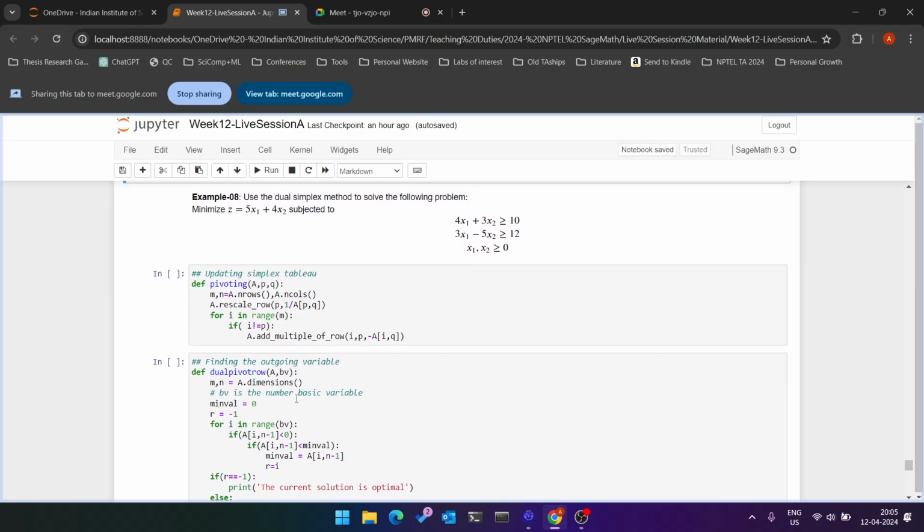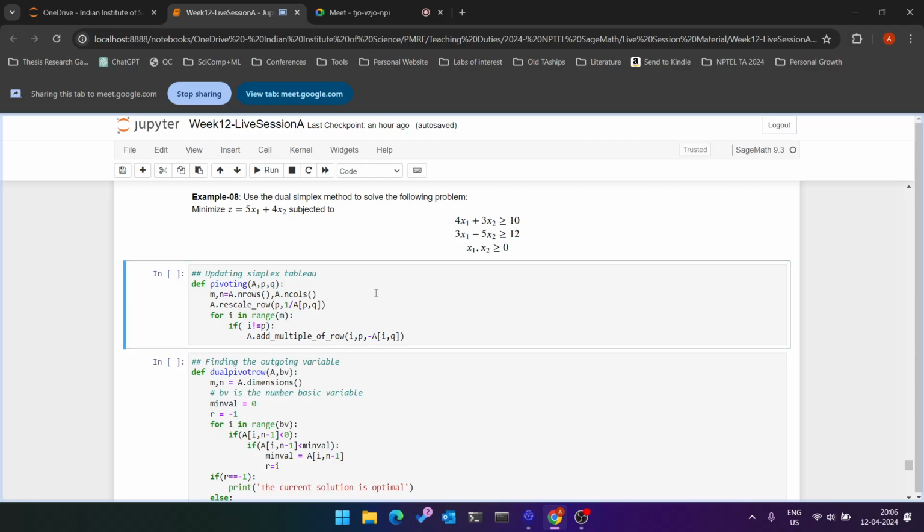Next, problem number 8. Use the dual simplex method to solve the problem. Minimize z equal to 5x1 plus 4x2 subject to 4x1 plus 3x2 greater or equal to 10, 3x1 minus 5x2 greater or equal to 10, x1, x2 greater or equal to 0.